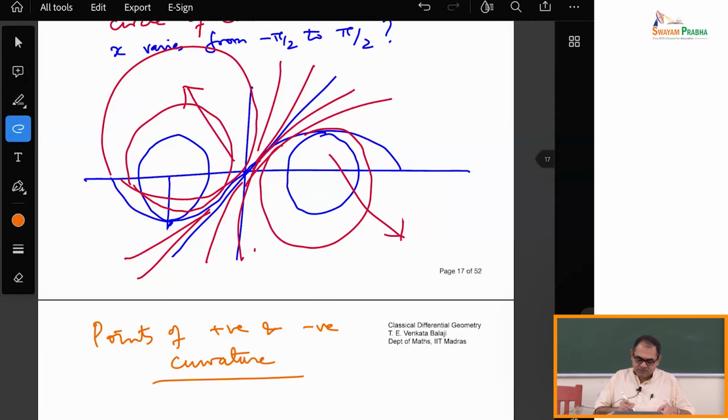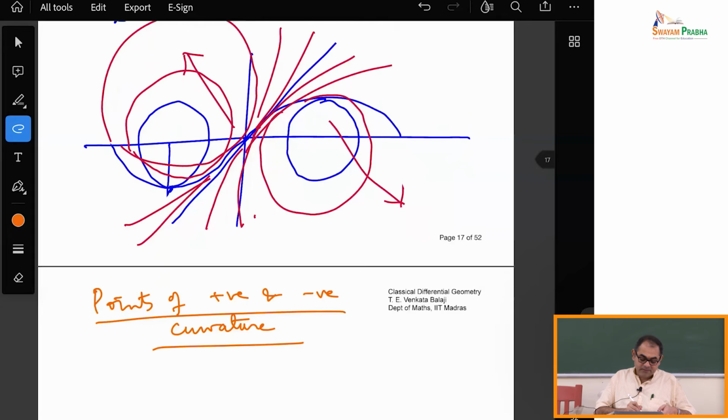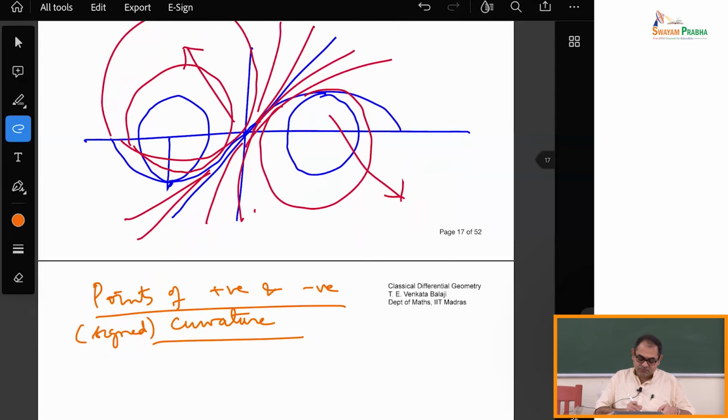So when I say points of positive and negative curvature, what I mean here is, of course, signed curvature. This is very, very important. The moment you start putting plus or minus, when you talk about the sign of a curvature, it must be only signed curvature.